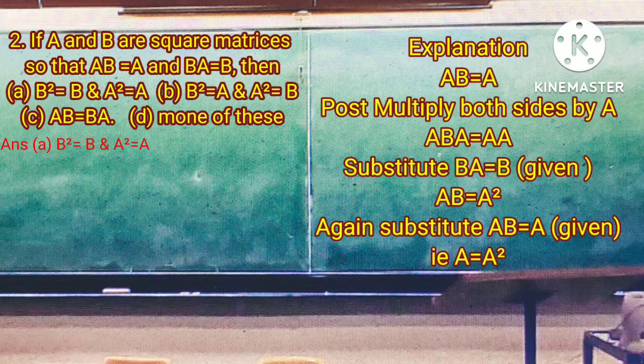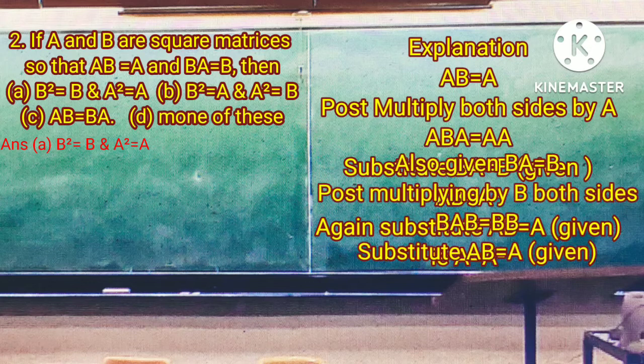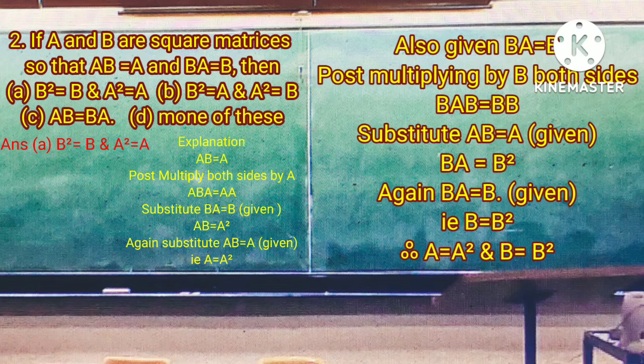AB is equal to A means we are multiplying both sides by A. Similarly, BA is equal to B. If you substitute the value, you can get A square is equal to A. Similarly, BAB is equal to B, multiplying by B on both sides. AB is equal to A, substitute there, and you can get B is equal to B square. So A is equal to A square and B is equal to B square is the correct answer.